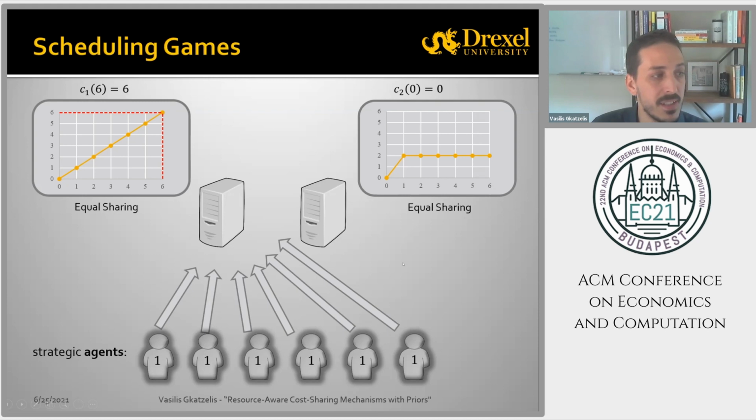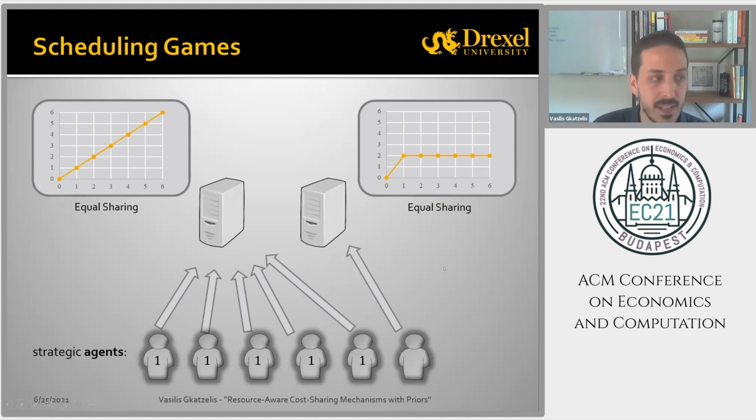However, this current assignment is a Nash equilibrium. If any one of these agents were to unilaterally deviate to the second machine, they would be the only one there. The cost they would induce would be 2, and they would have to suffer the whole thing on their own, and therefore they would rather not deviate. So this is a classic example where the equal sharing cost-sharing mechanism will lead to very bad equilibria. It can be really bad because we can scale this to be linear in the number of agents.